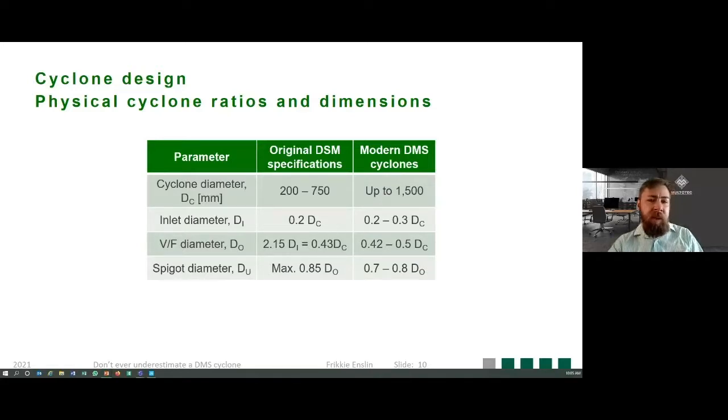And once again, today there's a little bit of variability, anything from 42 to 50% of your cyclone diameter. And then very important, the Dutch State Mines already noticed it, that your maximum spigot ID should not exceed 85% of your vortex finder ID. And that's why these days, depending on the application, our spigots are sized anywhere between 70 and 80% of the vortex finder that was selected for that specific cyclone.